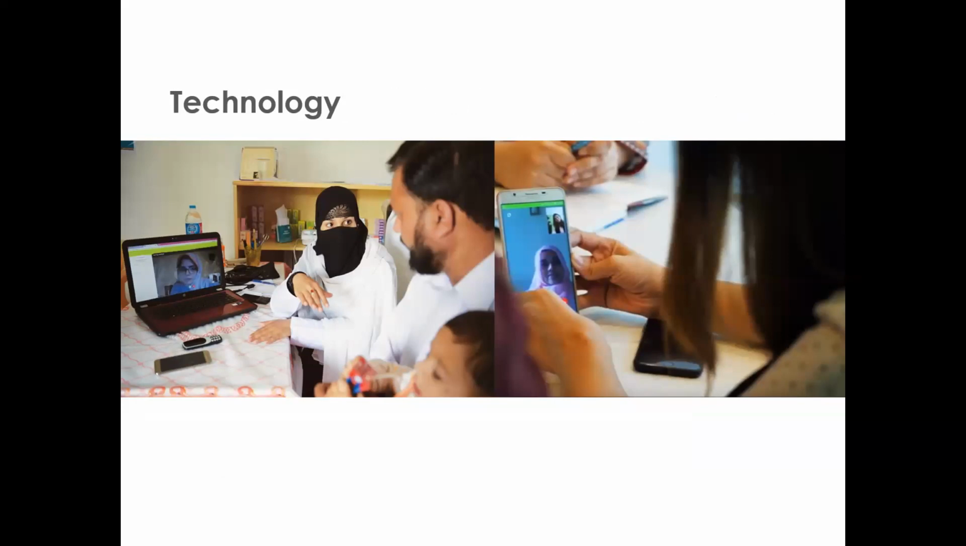So this is just a visual representation where on the left side, you see a nurse doing a telemedicine consultation between a doctor and the patient. And on the right side, you see a patient doing a telemedicine consultation themselves using a mobile application. Next slide, please.